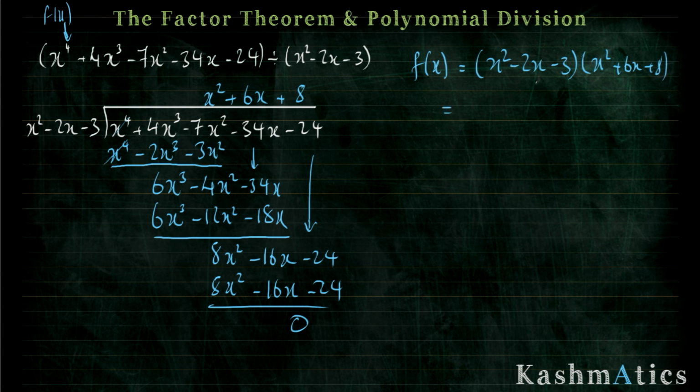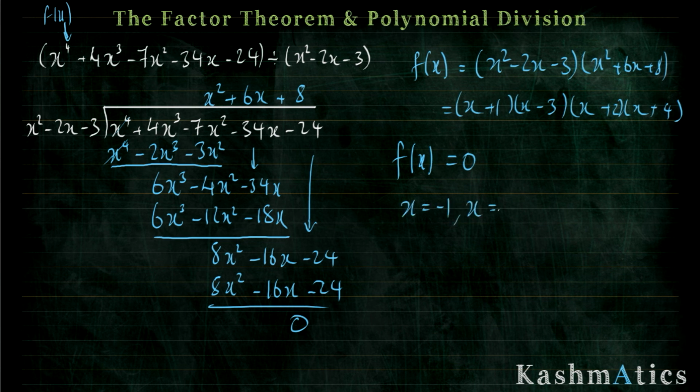And I can actually factorize these out. So let's just factorize the first quadratic. I've got x and x. I need a 3 and a 1, and it's got to be a minus 3 and a plus 1. And the other quadratic, it's going to be 4 and 2, plus and plus. So if I wanted to solve f of x equals 0, the answer would be x equals minus 1, x equals 3, x equals minus 2, and x equals minus 4.